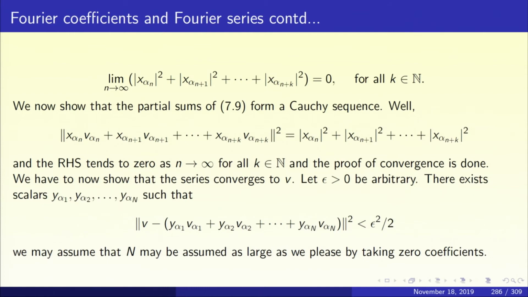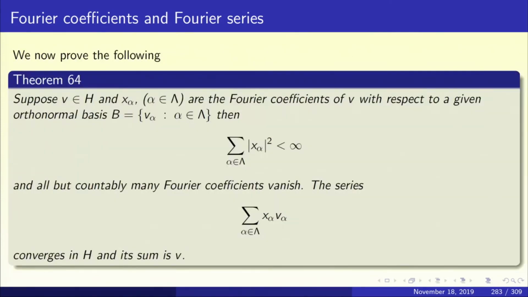So, now we have to show finally that the series 7.9 converges to V. So, let epsilon greater than 0 be arbitrary. What do we know? What is our fundamental assumption? We have a basis. So, what is our basis? Our basis is this set B, which is a set of all v alphas. What do you mean by saying that B is a basis? It means if I take the set of all finite linear combinations of elements of B, it is dense in H. That is the meaning of basis in a Hilbert space.